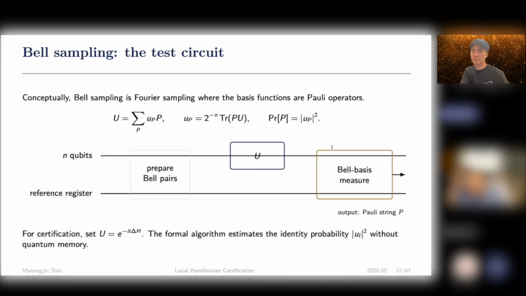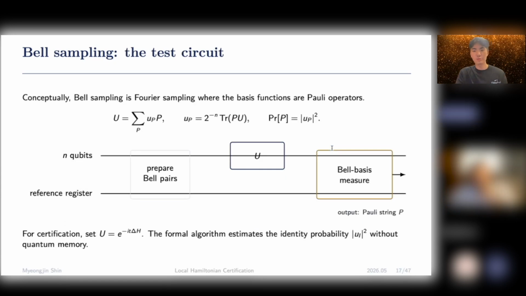So as said, we're going to Bell sample e to the minus it delta h. I assume that people here all know about Bell sampling, but just for explanation, we are going to prepare n qubits and some ancilla n qubits, and prepare the Bell states. Then by applying the unitary u on the top n qubits and measuring in the Bell basis, we can get the Pauli coefficients of the unitary matrix u. This is Bell sampling.